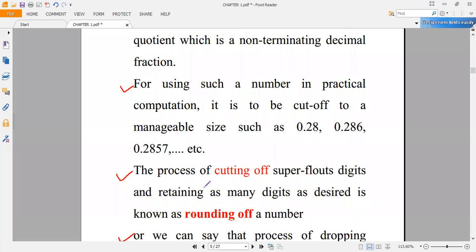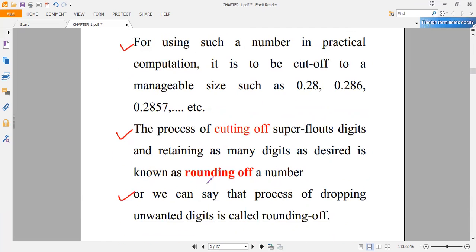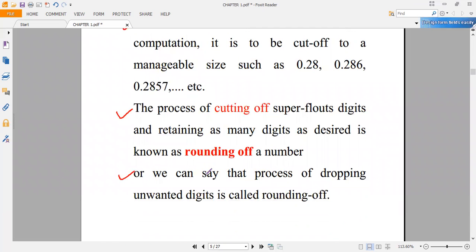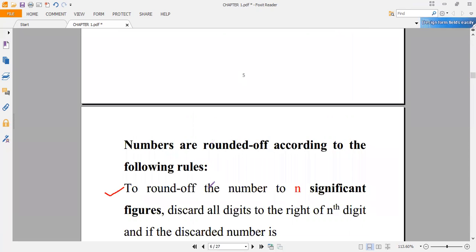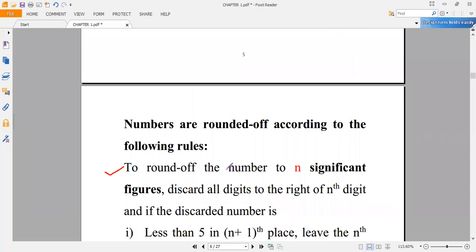So the process of cutting off superfluous digits, or removing superfluous digits and retaining as many digits as desired, is known as rounding off. Or we can say that the process of dropping unwanted digits is said to be rounding off. So what are the procedures to round off a given number? Numbers are rounded off according to the following rule.